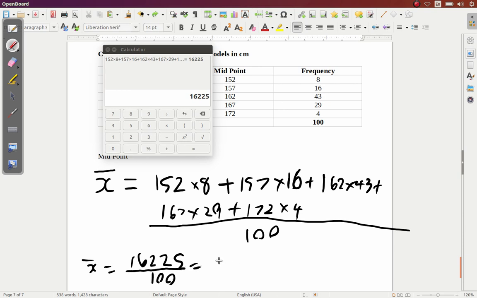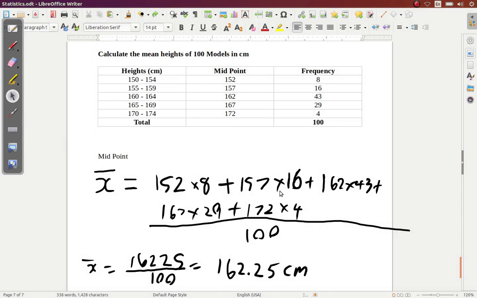So we can see that the average, the mean, is 162.25 centimeters. That's the mean height, 162.25 centimeters. So that is the mean of a grouped distribution like this.